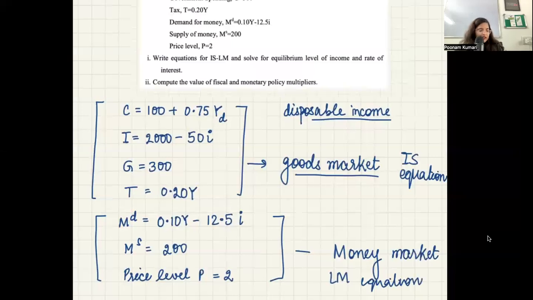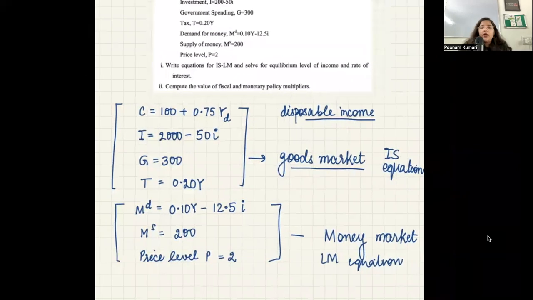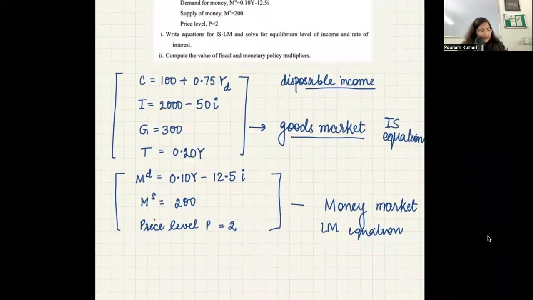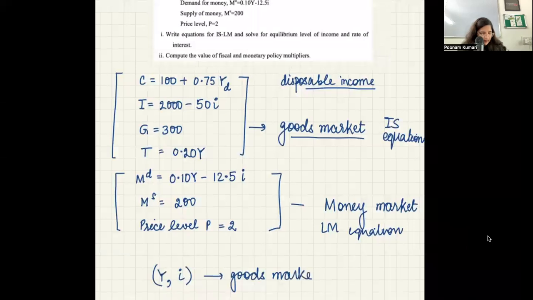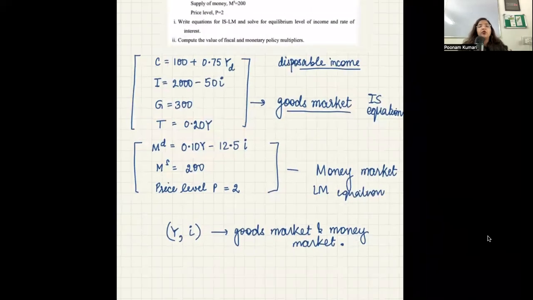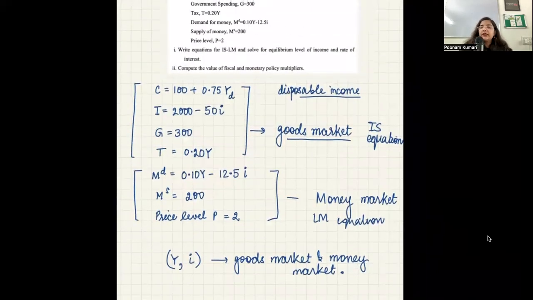So all of this is given to us, and basically IS LM equilibrium का meaning होता है कि you have to basically find वो सारे, so you have to basically find that level of income and interest pair such that both goods market and money market, they are both in equilibrium. जब दोनों चीजें equilibrium में हो, that is something that you have to figure out.